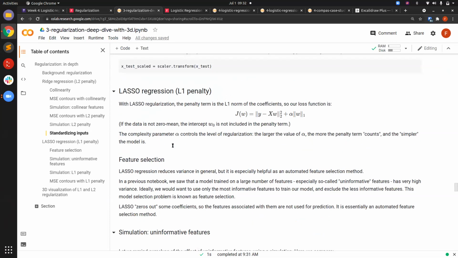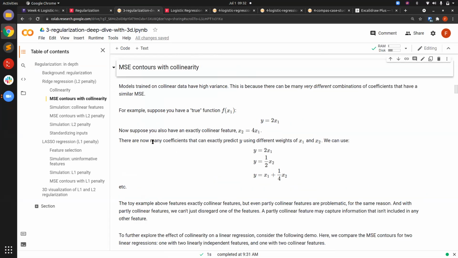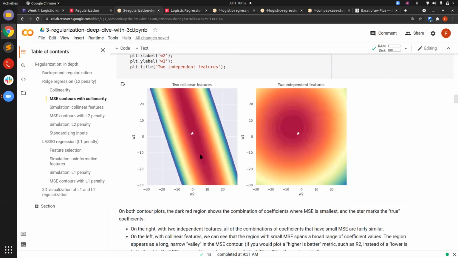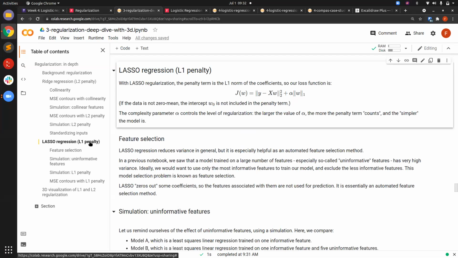So we said that the L2 regularization is really helpful when you have a kind of annoying loss function surface. For example, here we have a loss function surface that has a long, deep valley in it. Now, this is for mean squared error. You could imagine if we were looking at the R squared value instead of the mean squared error value, it would look like a long, narrow mountain, like a ridge. That's where this kind of regularization gets its name. The L1 penalty regularization is helpful in a different way. We said that the L1 regularization helps by zeroing out some coefficients.